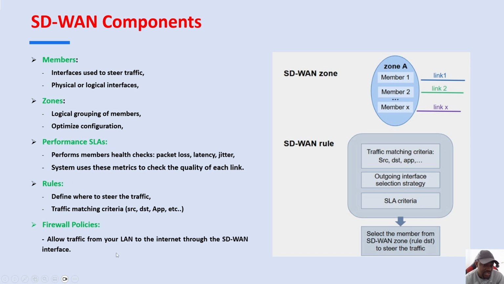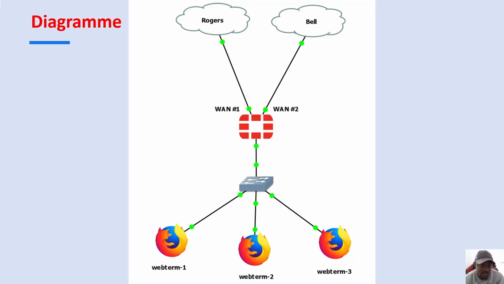Firewall policies, as you already know, are the policies that will allow traffic from your local network to the internet, right? Going through the SD-WAN interface. So after configuring rules, you still need to allow traffic from your LAN to the internet, but this time going through the SD-WAN, right? We'll see all of this in the next minute during the setup of this SD-WAN.